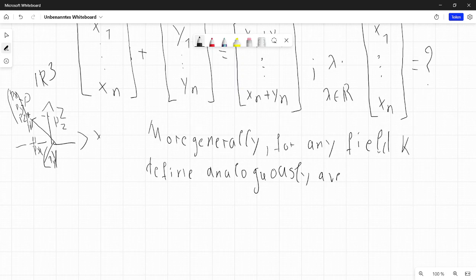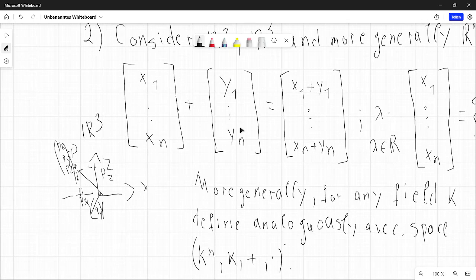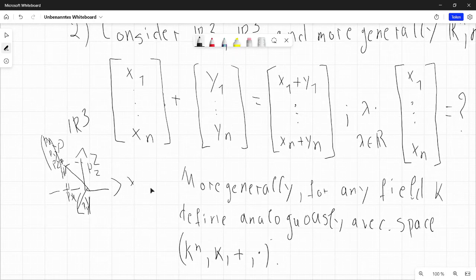vector space k, with plus and dot defines like that. All right. Okay. Well, what is next?